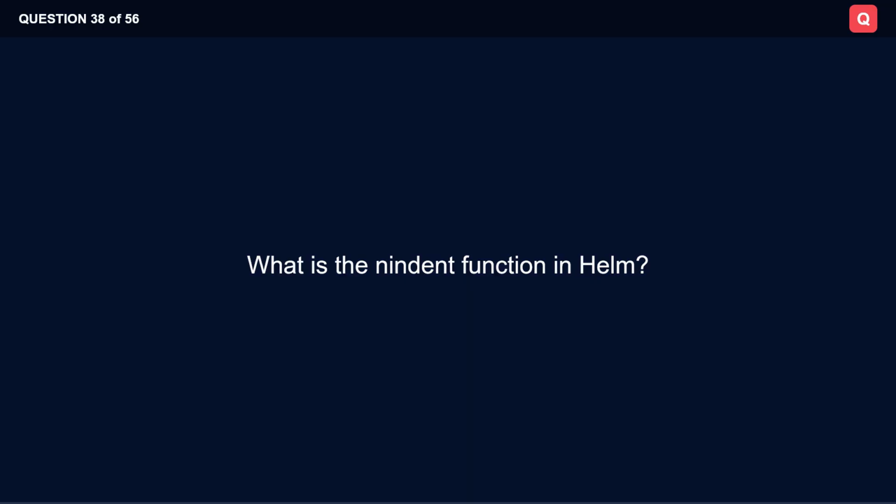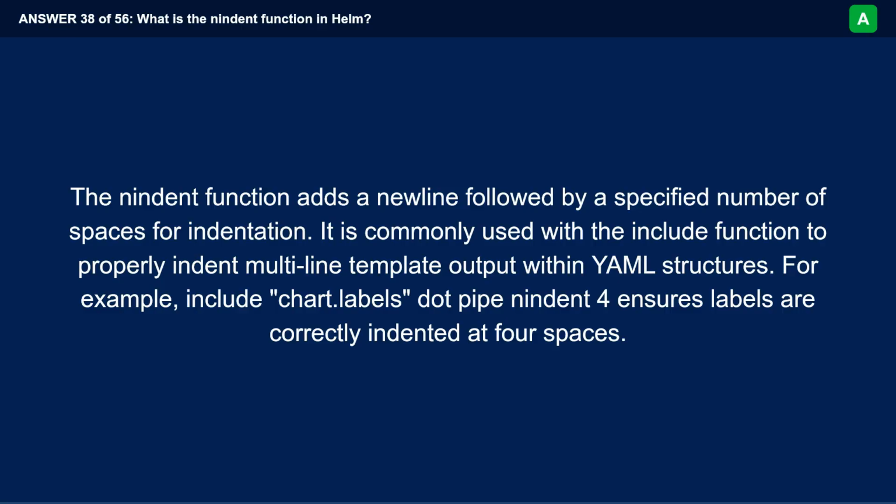What is the nindent function in Helm? The nindent function adds a new line followed by a specified number of spaces for indentation. It is commonly used with the include function to properly indent multi-line template output within YAML structures. For example, include chart labels, piped to nindent 4, ensures labels are correctly indented at 4 spaces.